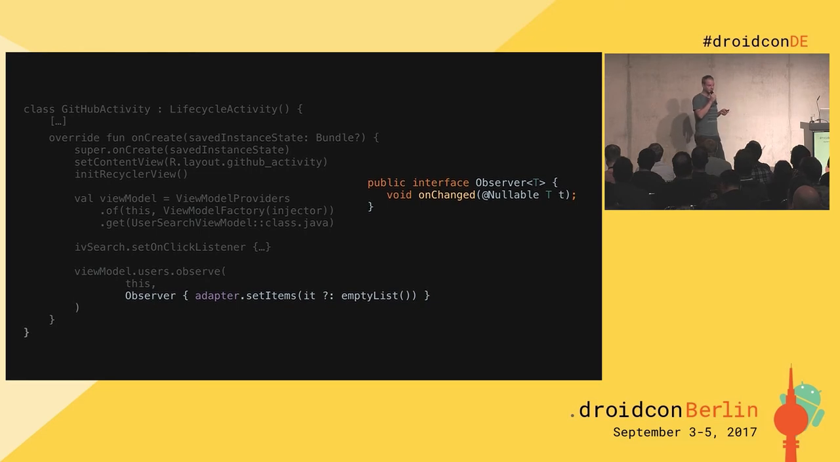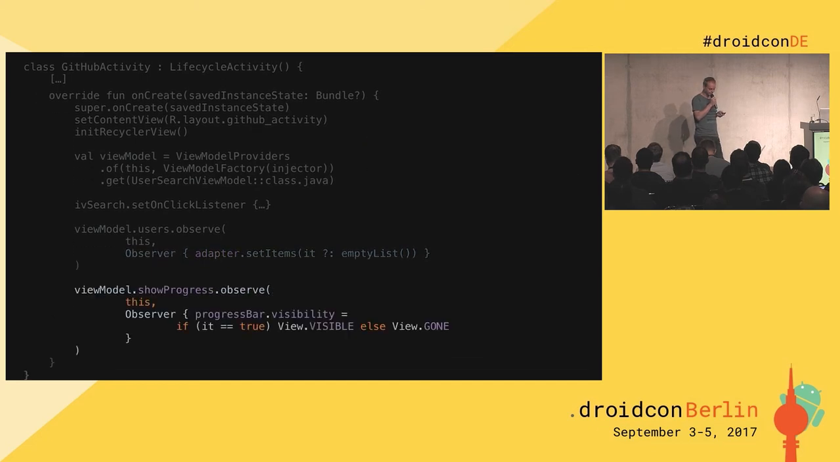So what's not so nice for me as a Kotlin developer is that the value is nullable, so I have to work around that because I almost never have nullable types in my apps anymore. That's a little downside for me, but the rest is pretty straightforward. And of course, we have the same thing for show progress.